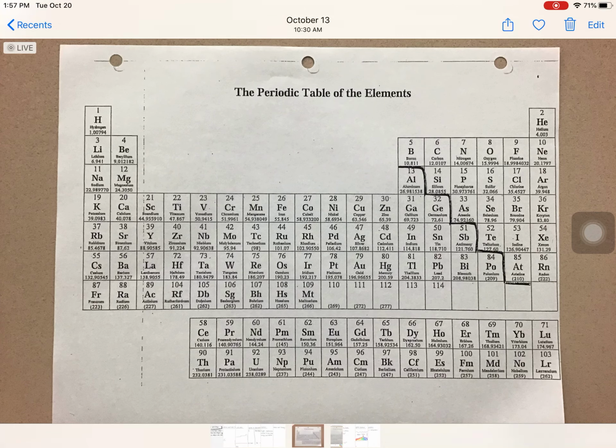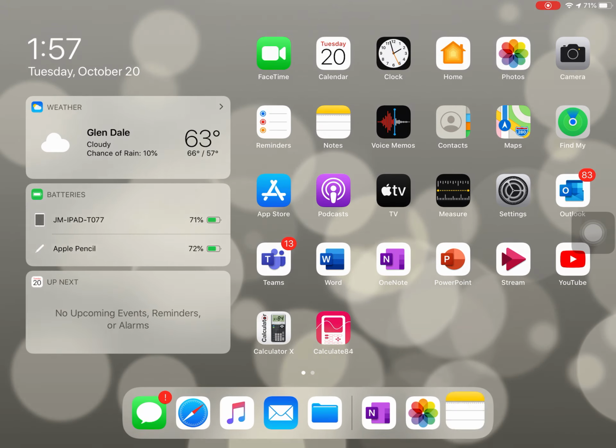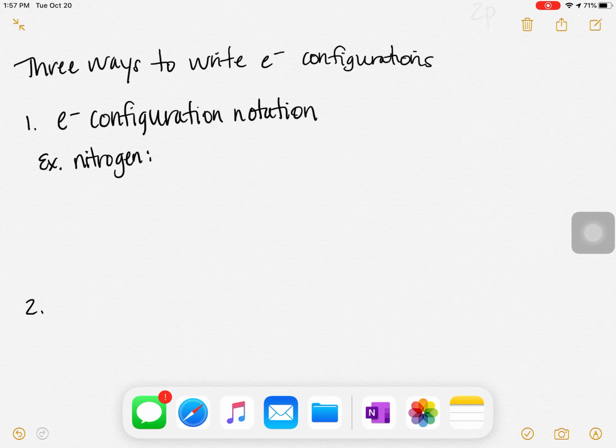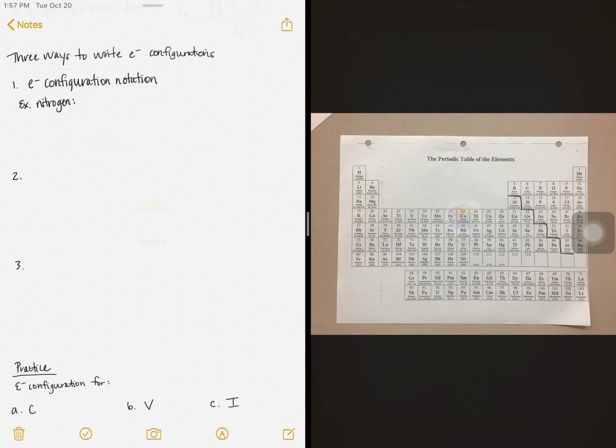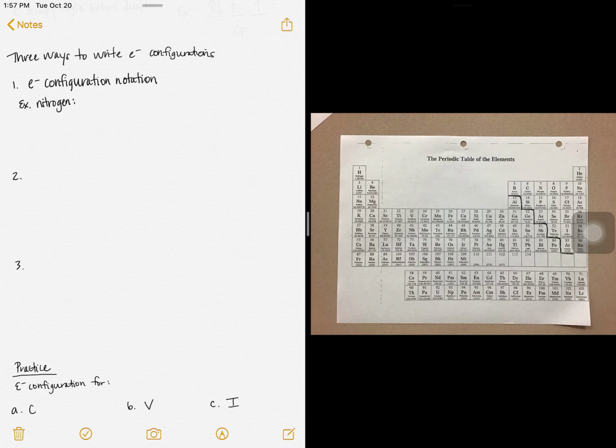Let me see if I can dual screen here. Let me go back. I don't know if I can with a photo. Oh, maybe. Oh, okay. Ta-da. Perfect.